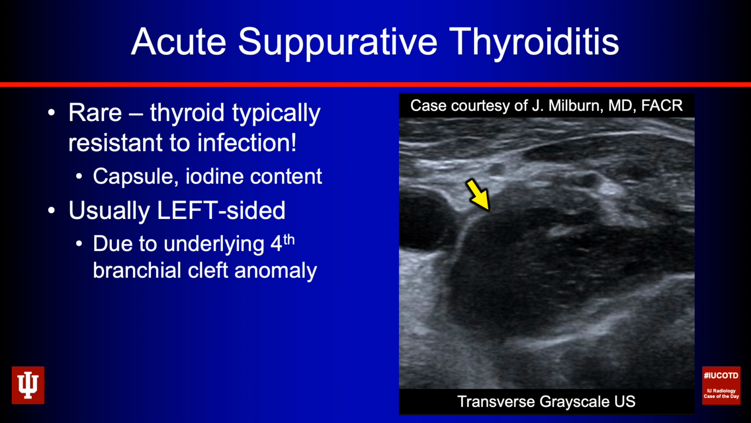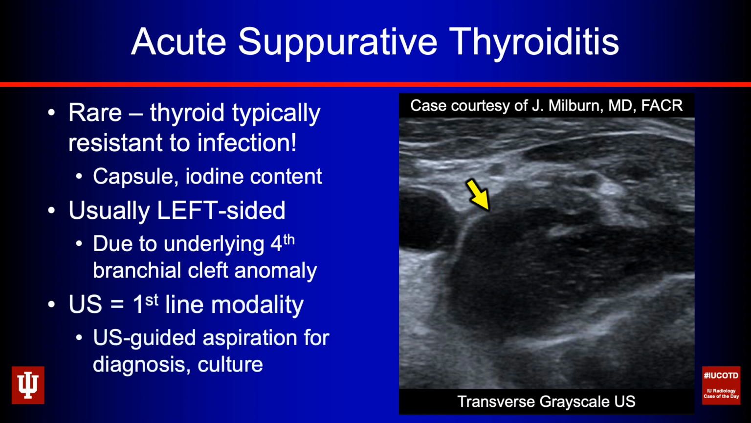Typically, this is found on the patient's left side due to an underlying fourth branchial cleft anomaly. I'll talk about that here in a minute. But it's not always the case. But most commonly, it's going to be found on the left side. These are not always going to be associated with that fourth branchial cleft anomaly, but that is really the biggest predisposing feature. Just like everything else we've talked about with the thyroid, ultrasound is really our first-line modality.